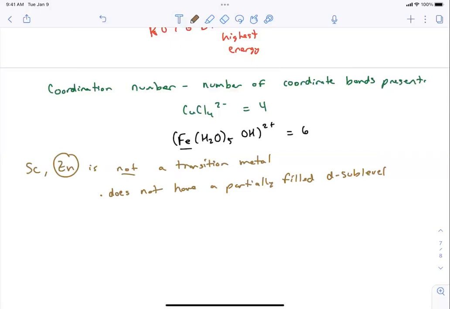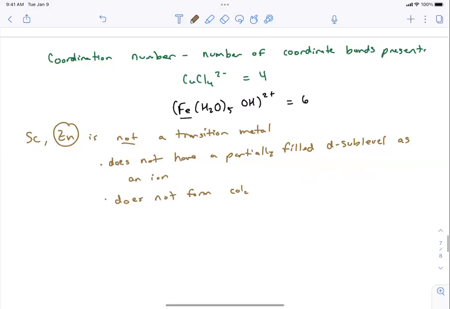Scandium also doesn't have any partially filled d sublevel when it becomes its most common ion, so it's kind of tricky. The old IB definition said both scandium and zinc, but this new curriculum only says zinc, so I'm focusing only on that. It does not have a partially filled d sublevel as an ion, and does not form colored compounds. When you think of zinc oxide, the stuff you use for sunblock, it's white. Zinc compounds do not have any color to them.